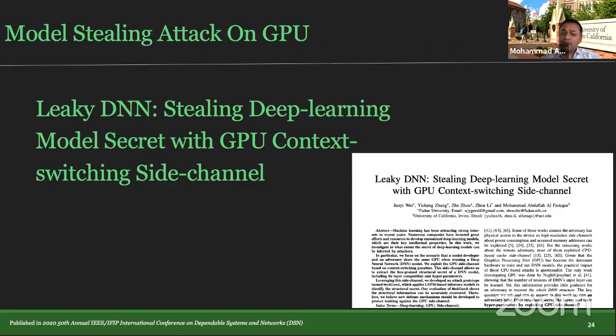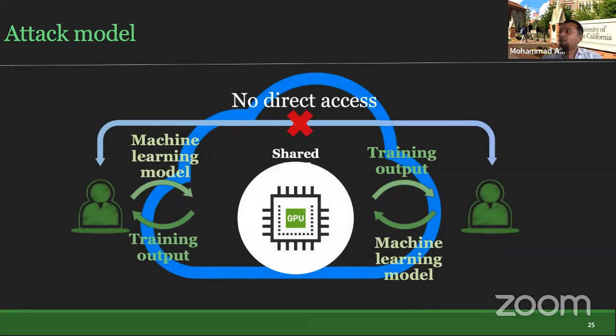My lab started looking into this problem several years ago, and we recently published a paper in DSN. Among many works, I'm presenting this work, where we showed what we call Leaky DNN. We showed that just by looking into the context switching of the GPUs, which run in server systems, if you are using a shared server or shared GPU in the cloud or in a data center, anybody can run their model on that GPU.